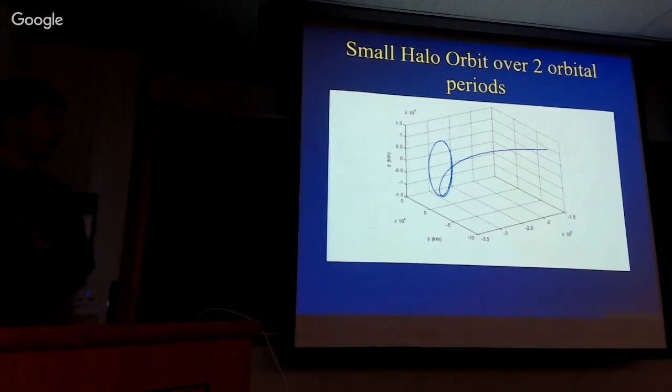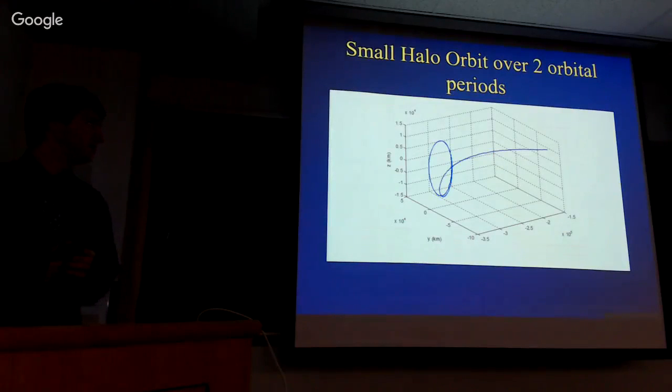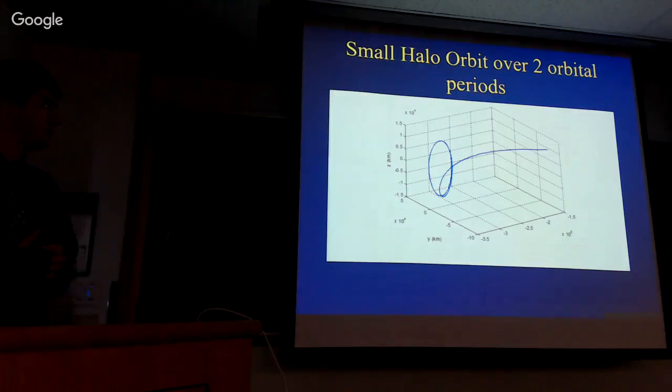And again, just looking at 2 orbital periods, the spacecraft just completely changes inclination and exits the orbital plane, and never returns again.